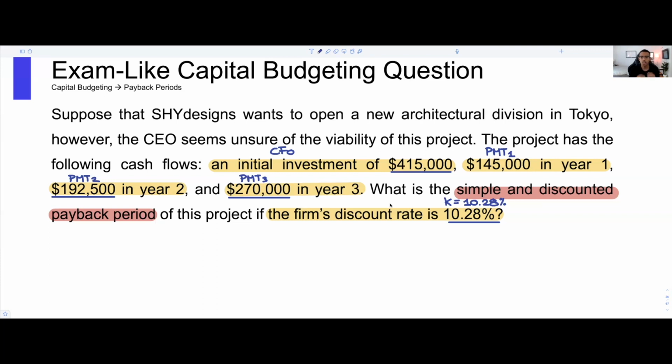Now, notice that I just talked so far about the simple payback period, whereas a discounted payback period is very simple. It's the same notion, the same idea, but we're going to be looking at the discounted cash flows. It's another tool that one could use to understand whether the discounted cash flows of this project will be able to recoup our initial investment and how much time it will take to get there.